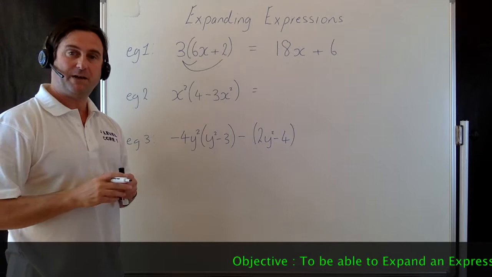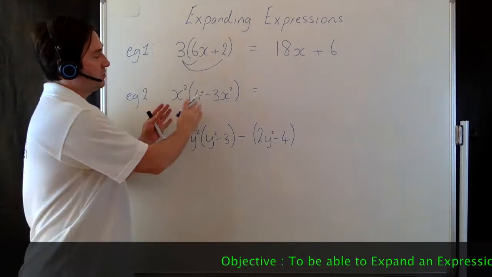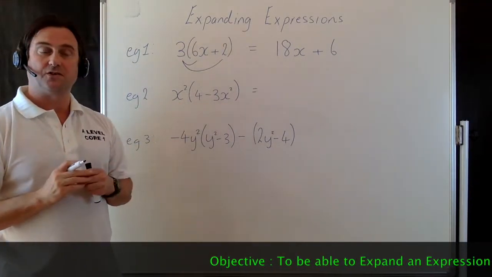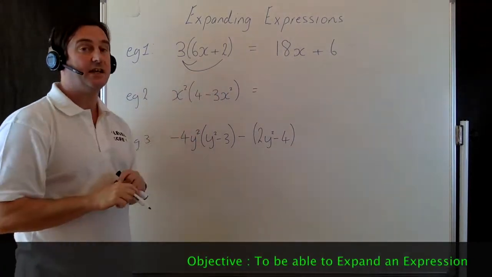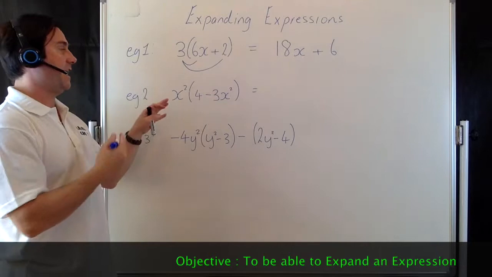The next one, example 2, we have got powers involved here. So we need to remember our powers law. Because we're multiplying, we need the multiplication law, which states that when you're multiplying powers together, you add the index numbers. So let's remember that as we do this.